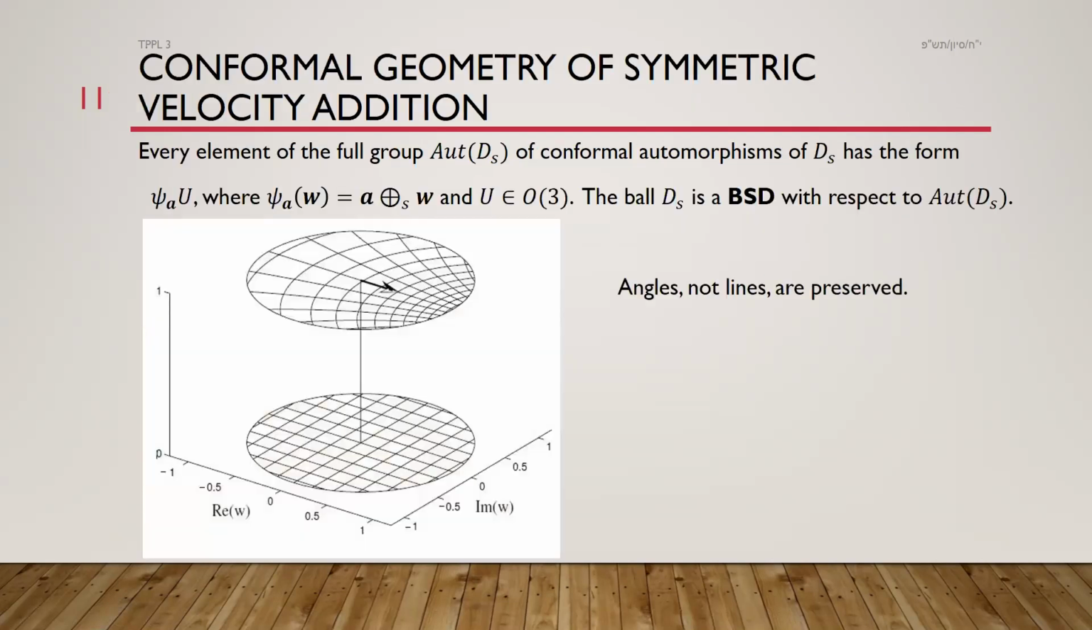And it turns out that the symmetric velocity addition is a conformal automorphism of the symmetric velocity ball. And together the rotations form a group of automorphisms of the symmetric velocity ball. And this ball is also a bounded symmetric domain with respect to this group. And here's a picture of how the velocities change under the symmetric velocity addition. In this case, angles are preserved, but lines are not preserved. The projective geometry is where lines are preserved, but not angles.